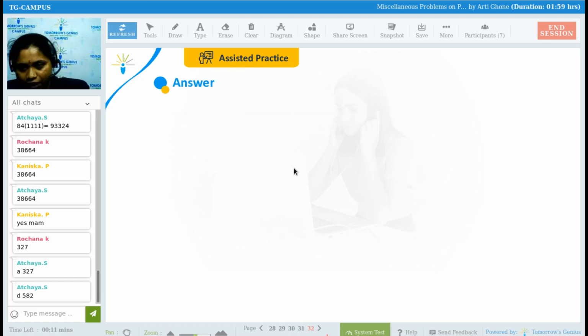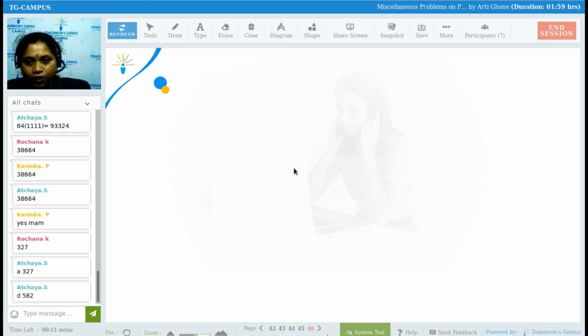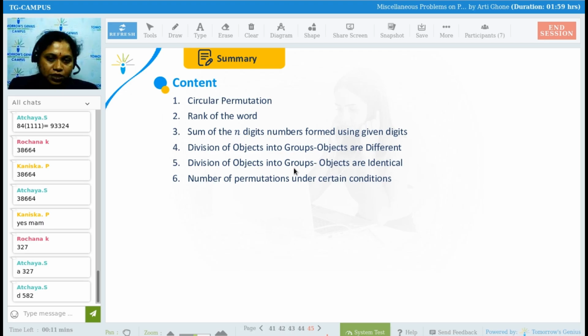Now for you all, we have seen the conclusion of today's session. What is the summary? We have seen circular permutation. Rank of the word, which is a very interesting topic for everyone. Then sum of n different distinct digits directly as a shortcut, and some of the miscellaneous formulas of permutation.